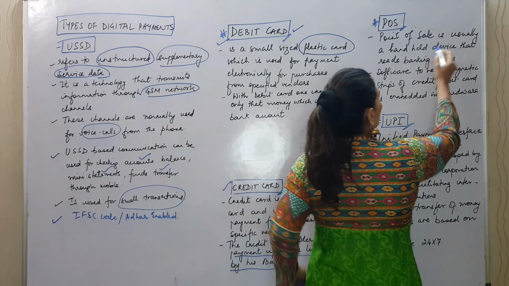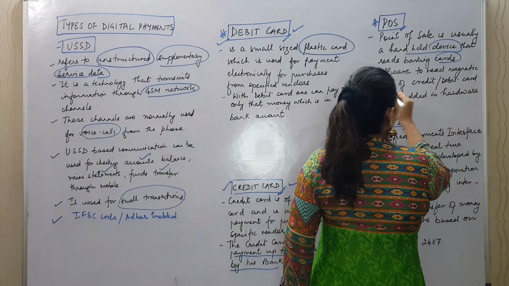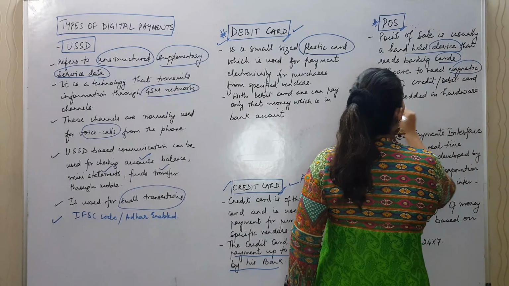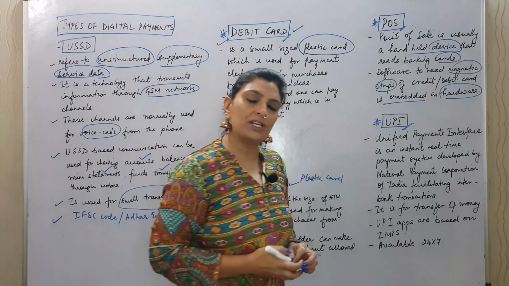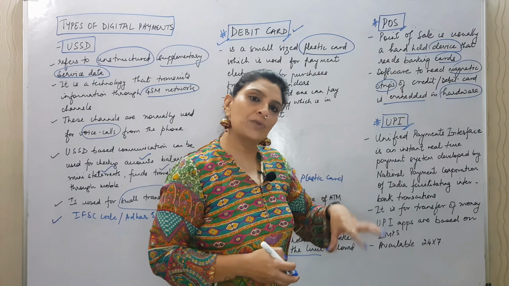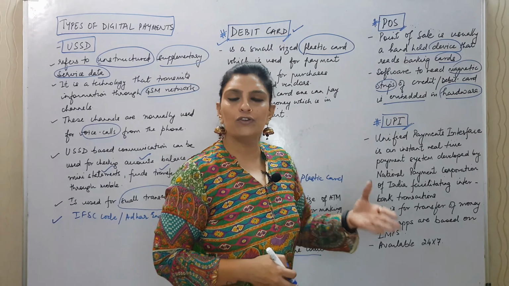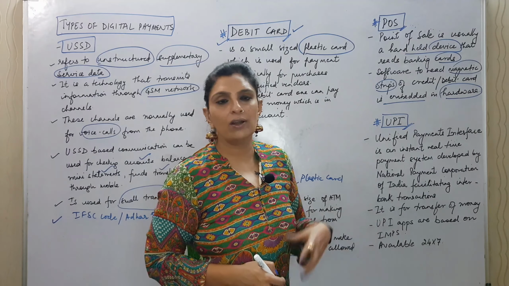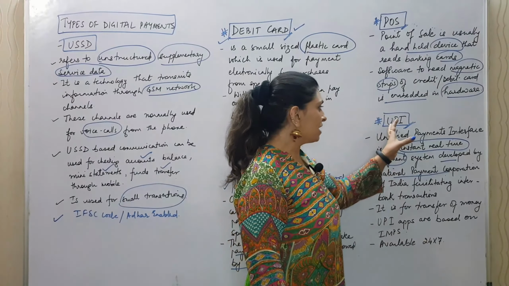So point of sale is usually a handheld device that reads banking cards. Software to read magnetic strips of credit or debit card is embedded in the hardware. It is already in the hardware, which eventually through the software reads the debit card or credit card, and you fill in your ATM pin, the debit card or credit card pin, and you can do the transaction. Alright, next we are doing UPI.